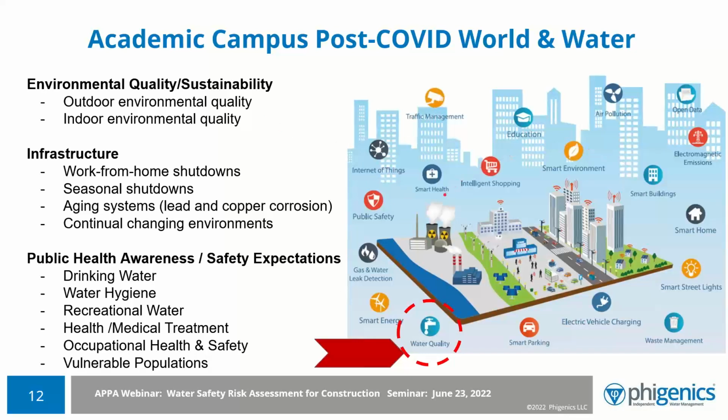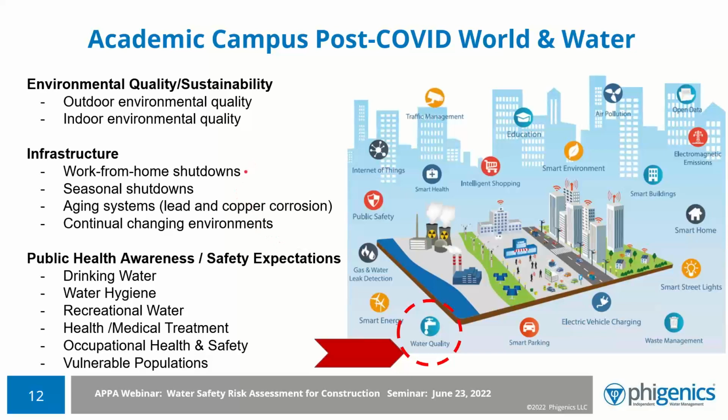So in environmental quality and sustainability, there's outdoor environmental quality, which is the overall world in which we live, but there's indoor environmental quality, IEQ, and that often focuses solely on air, but water is considered part of that, and the building water distribution system is part of that indoor environment. We also have infrastructure surrounding all these buildings and in roads, depending on how your campus is set up.